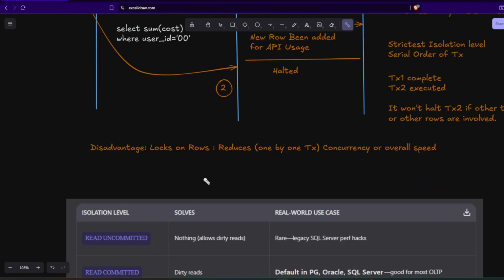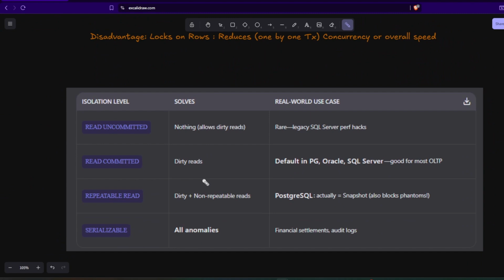If the same rows are involved, that can be solved with repeatable read. But if additional rows are involved with the same where query, for all anomalies we can apply serializable over here.